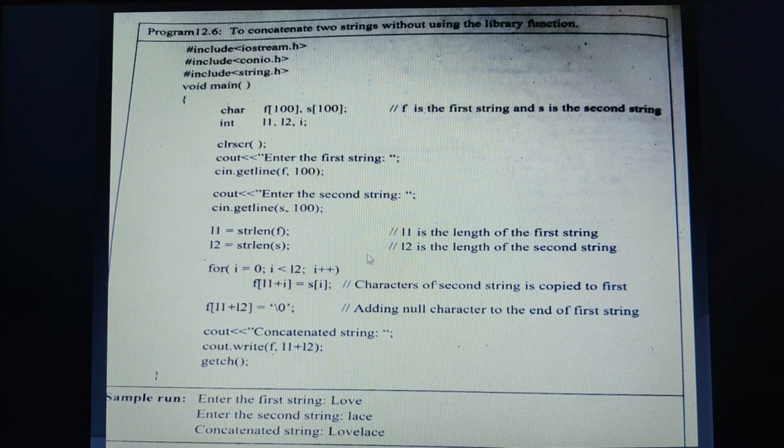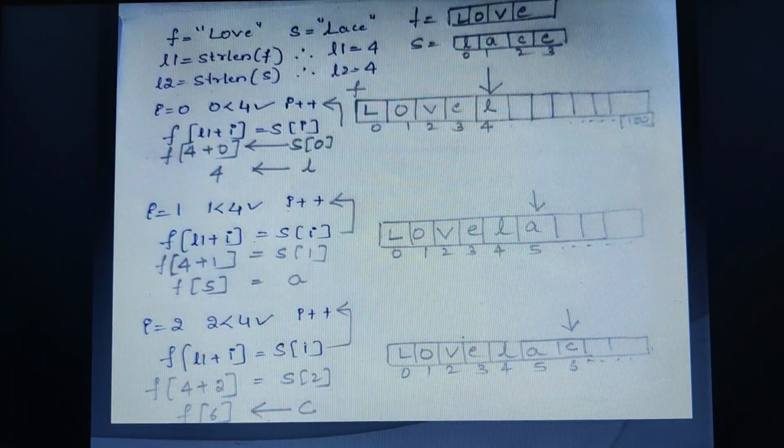So let me trace this program so that you can clearly understand. The same input I have taken, f is equal to love and s is equal to lace. So when I place it in the memory locations, that is 0, 1, 2, 3, and 4, the fourth one here is the null character. So this is how the memory representation would be.